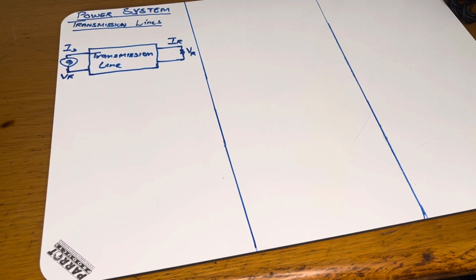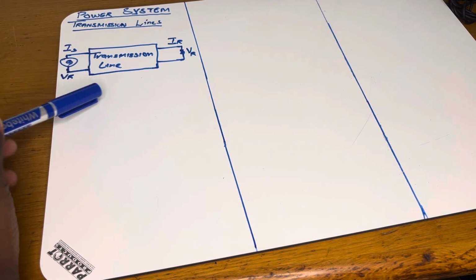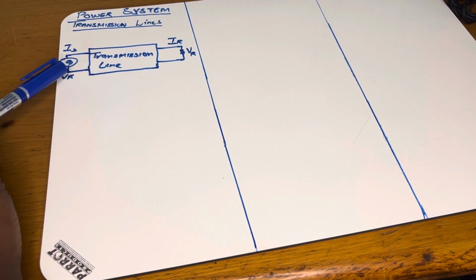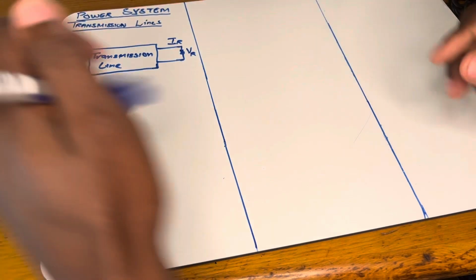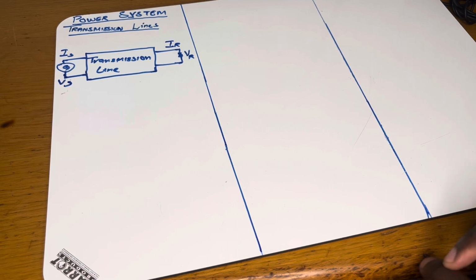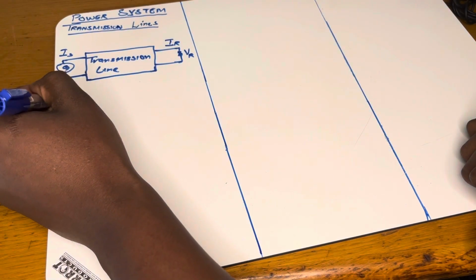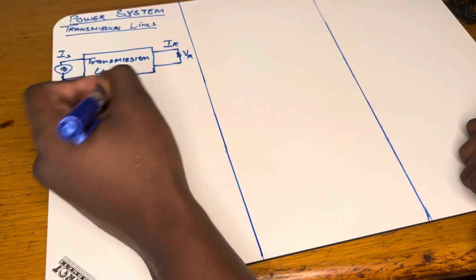Still we're talking about transmission lines. The block diagram there illustrates how a transmission line network is represented. We have a sending end side, we have the transmission line, we have the receiving end side. So today we're going to talk about the short transmission line equivalent circuit. TL stands for transmission line.